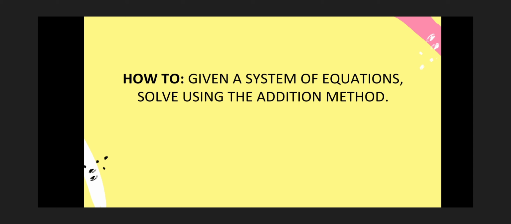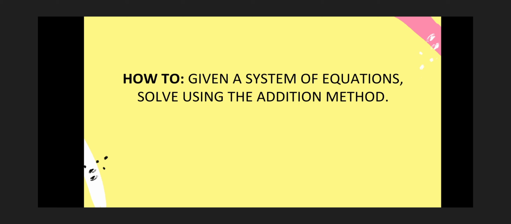Given a system of equations, solve using the addition method. So, number 1 is write both equations with x and y variables on the left of the equal sign. So, dito siya sa left lahat. And then, yung constant o yung answer is on the right. And then, write one equation above the other, lining up corresponding variables. Kung x, tapat natin siya sa x, and then y is y.